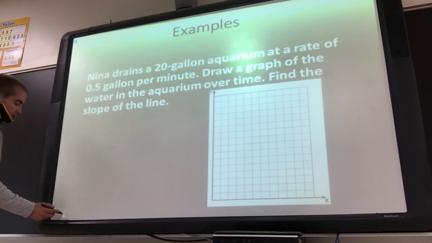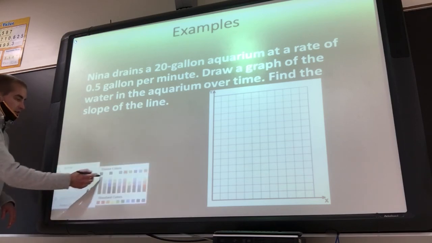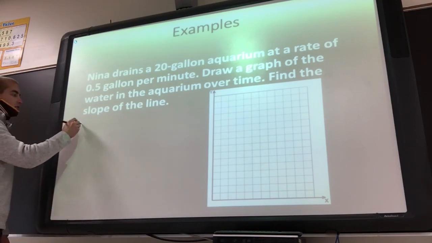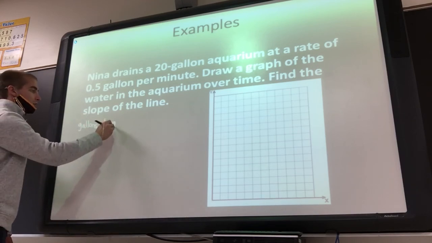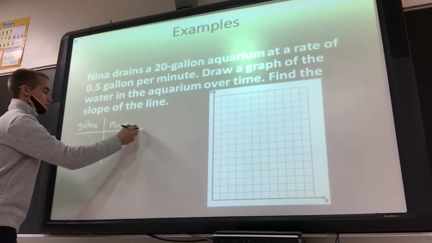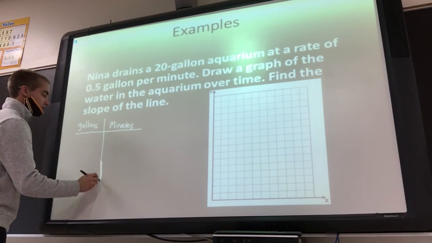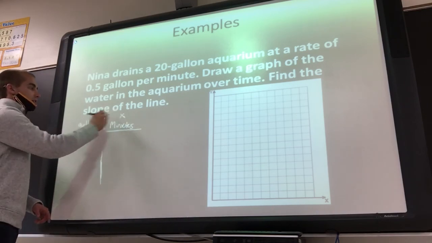All right, so our last one. We'll look at this one together. So Nina drains a 20-gallon aquarium at the rate of half a gallon per minute. Okay, so we've got to figure out the same thing that we just did. We've got gallons and we've got minutes. Which one would be x? Usually time is what? X. So minutes would be x, gallons would be y.